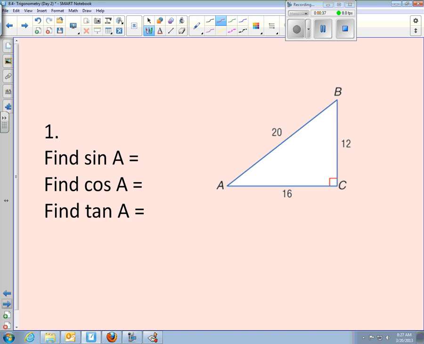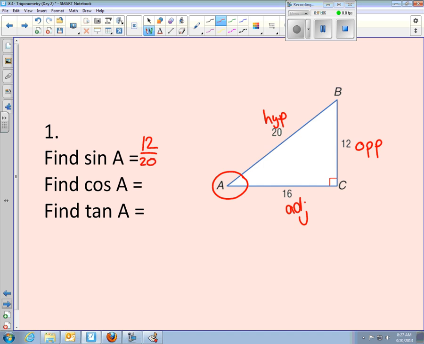It says find sine of A, cosine of A, and tangent of A. Well, if we're going to be looking at angle A as our reference point, let's go ahead and label each of the sides. So 20 is across from our 90-degree angle, so that's our hypotenuse. 12 is across from our angle A, so that one's our opposite, and 16 is right next to it, so that's our adjacent.